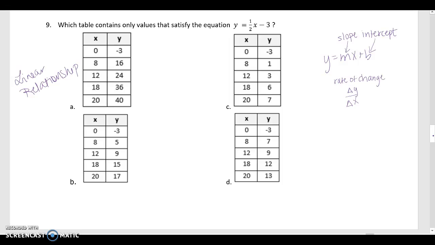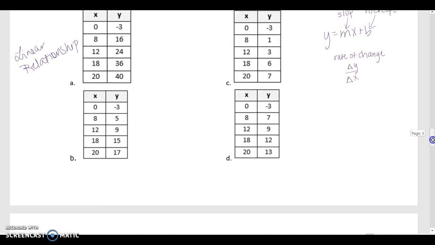So those are the things you want to look at when picking out which table is yours. Make sure that you look at each row in the table, okay? Don't just look at a couple and then skip it, because tables are always a little tricky.